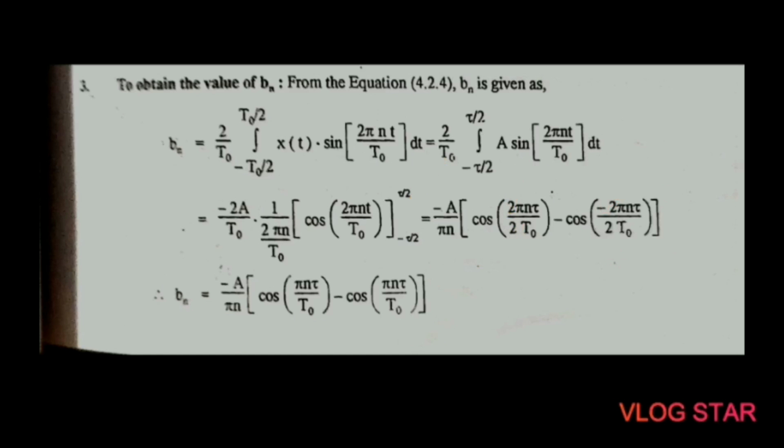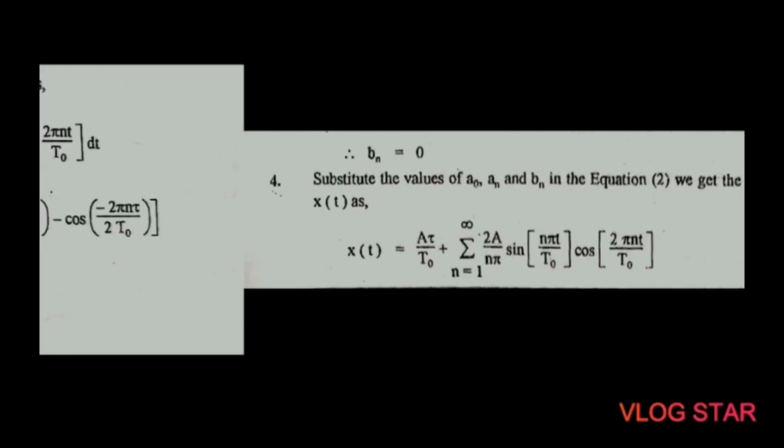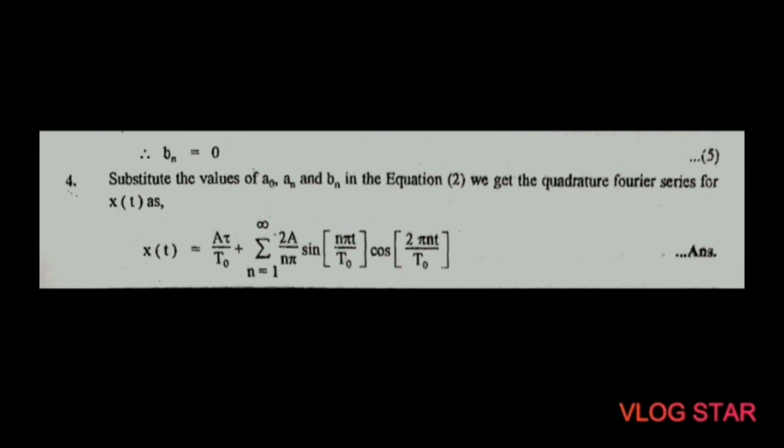Okay, so in this way we can calculate the Fourier coefficients, that is the values of a0, an and bn. Substituting these values of a0, an and bn in equation number 2, we get the quadrature Fourier series of x of t. So here we just put the values of a0, an, bn in our basic equation.